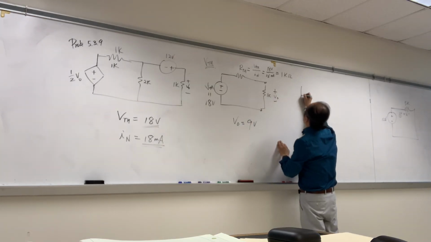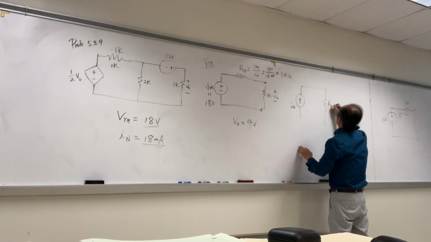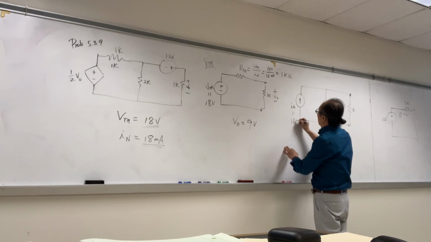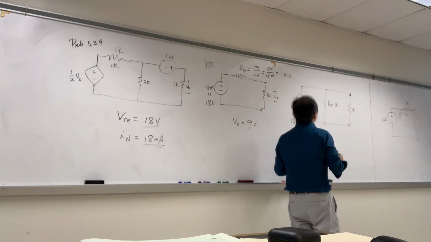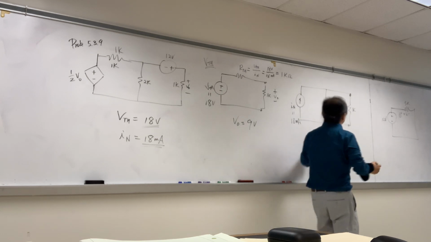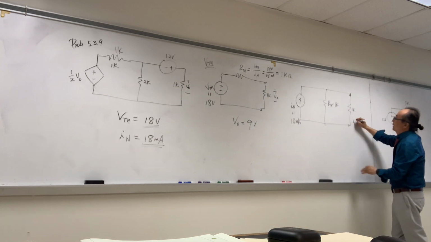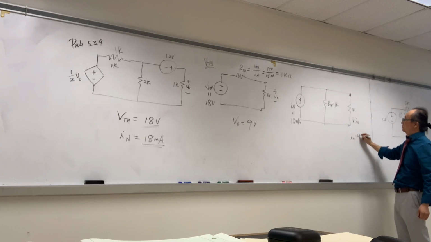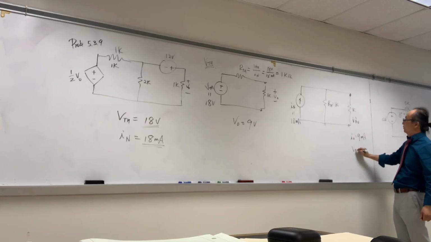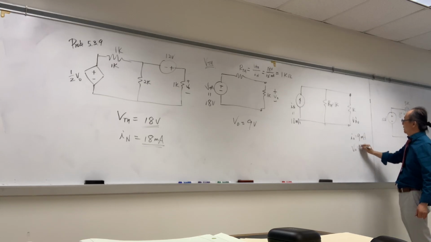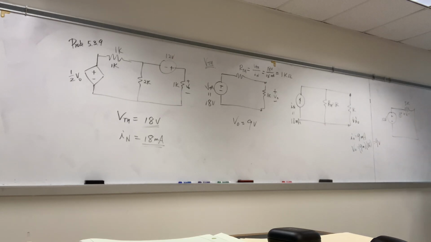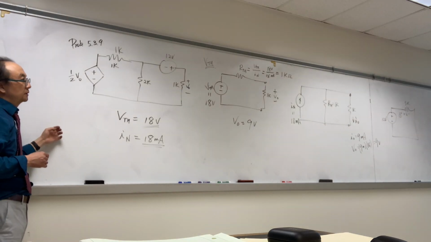And then Norton is going to be I sub n in parallel with RTH, which is 1 kilo, and IN equals 18 milliamp. And since this is 1K, this is 1K, I sub 0 equals 9 milliamp. Therefore, V sub 0 is 9 milli times 1K, which is 9 volts, which is exactly the same. Watch here. The question is, why both?